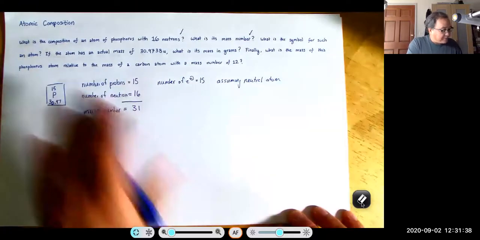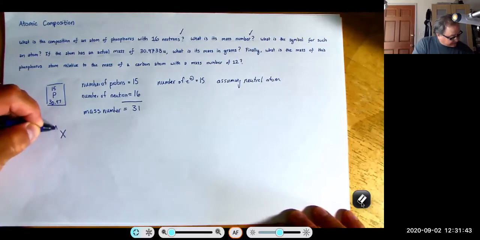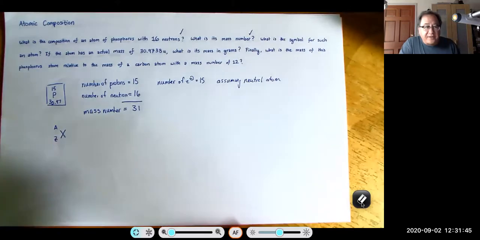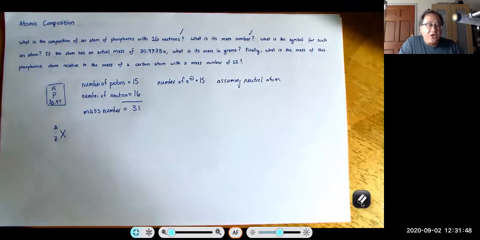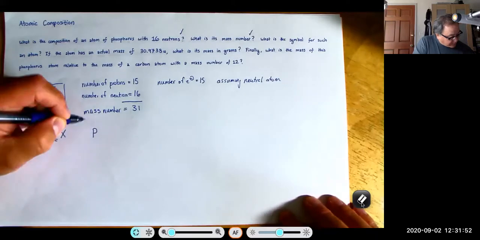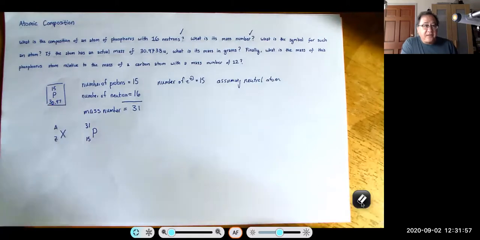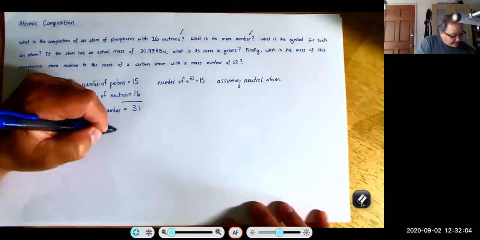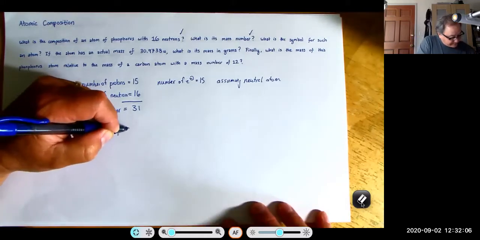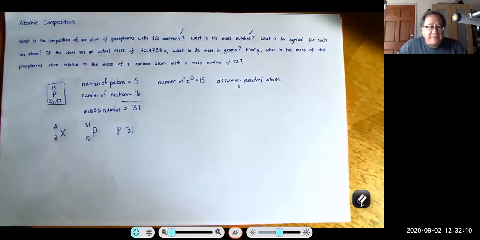What is the symbol for this atom? Well, remember the symbol is this. And if you get confused with the A and Z, just remember this. You put the larger number on top. So here we're going to put phosphorus. We're going to put the mass number on top and the number of protons on the bottom. So that is the way to write the symbol for this element. And I'm going to teach you one more way to write this element. You could also write it this way. These represent the same atom.